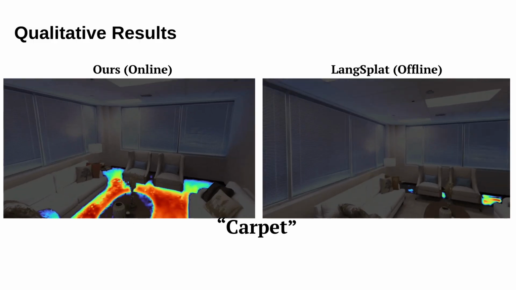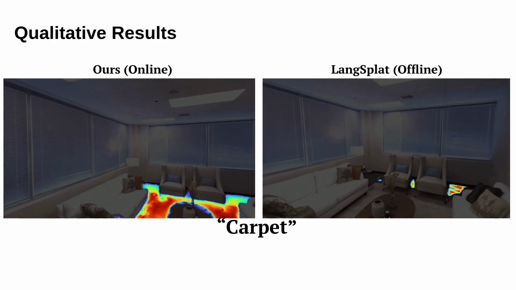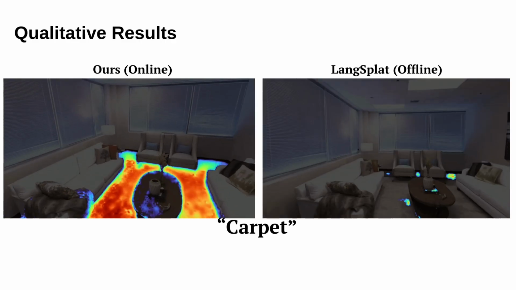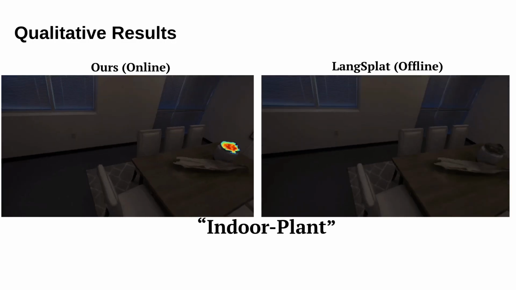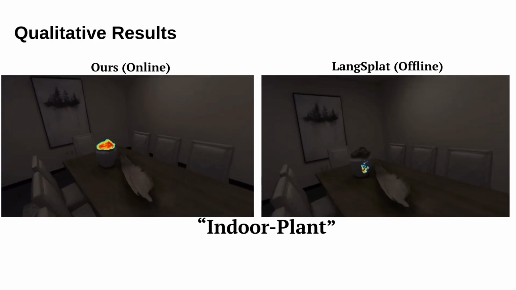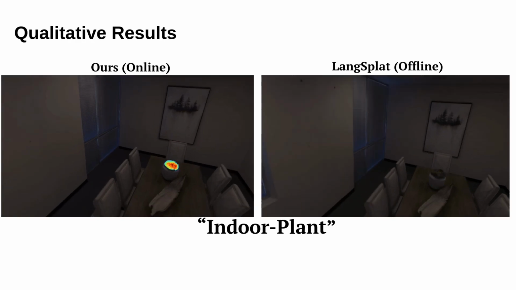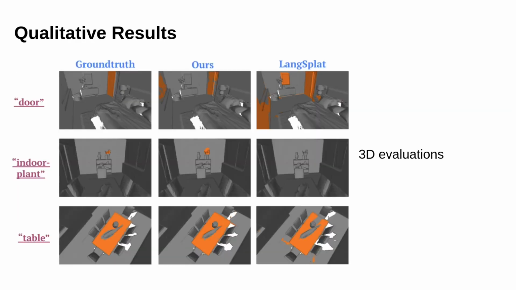Here are some more qualitative results. Ours is on the left and LangSplat on the right for the word "carpet." And this result is for the word "indoor plant." We also evaluated our pipeline in 3D, and we are able to identify the queried objects well aligned to the ground truth while performing online.